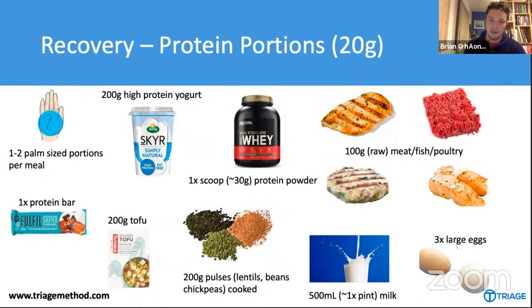1 scoop of protein powder typically will be about 20 to 25 grams of protein. I don't consider protein powder to be a supplement, right? For me, it's really just a convenient way to get more protein in. So it's just a convenient food, right? And it happens to be very, very nutritious and useful. So you don't need to think about something like a whey protein as a supplement anymore.